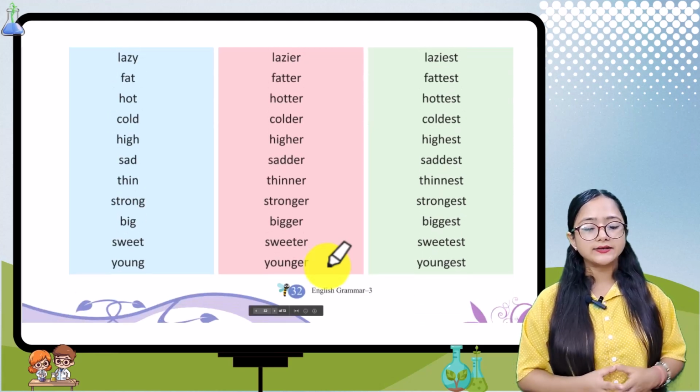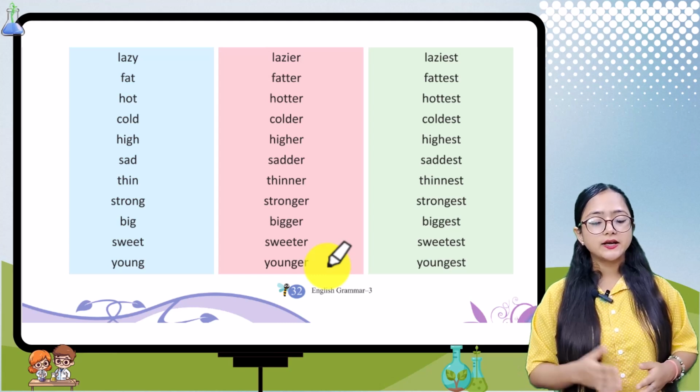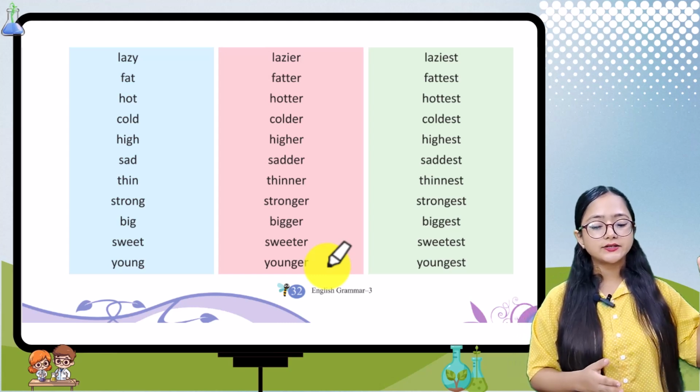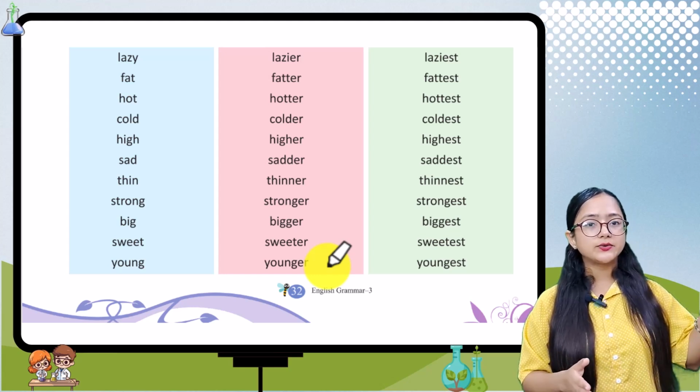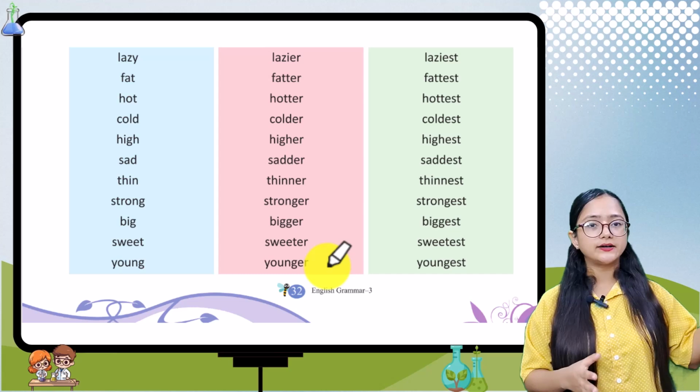Next one is high, higher, highest. Sad, sadder, saddest. Thin, thinner, thinnest. Next, strong, stronger, strongest. Big, bigger, biggest. Sweet, sweeter, sweetest. Next one, young, younger, youngest.